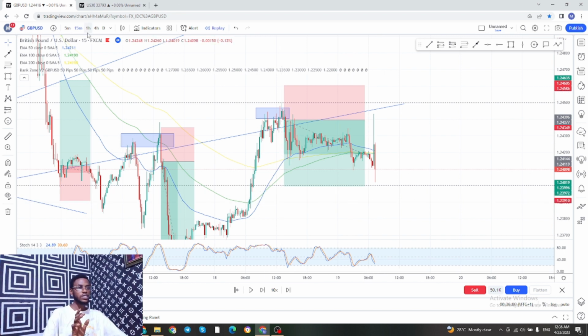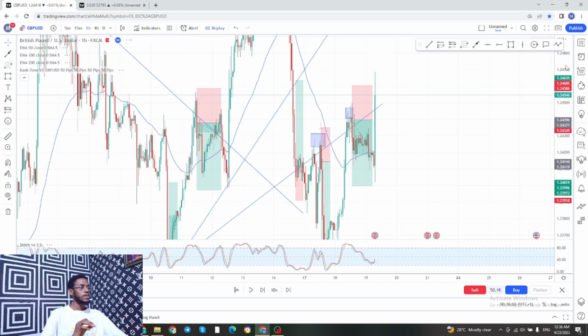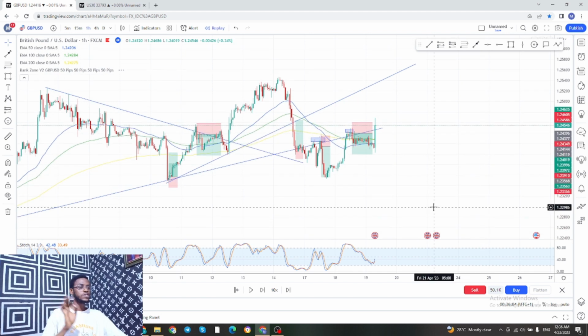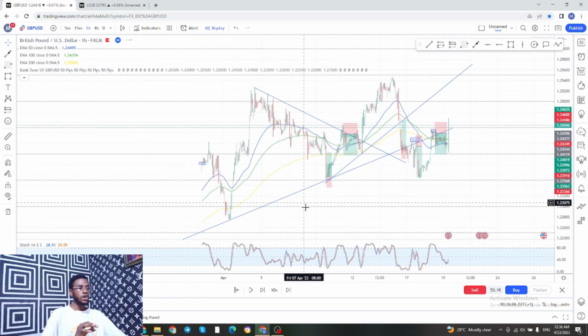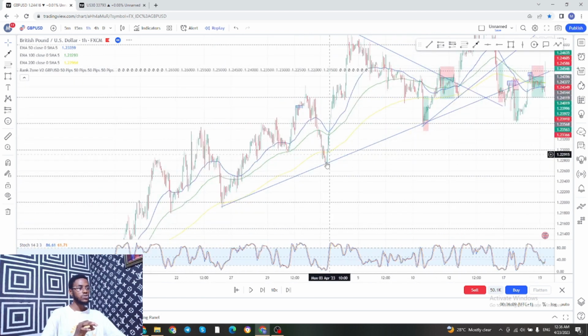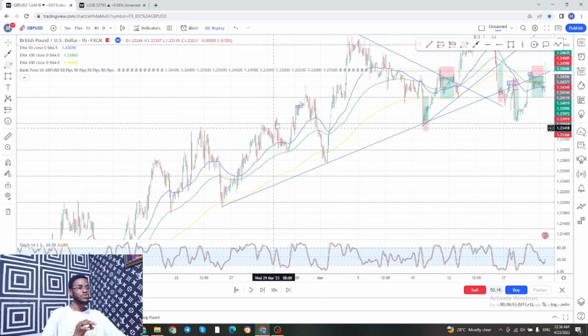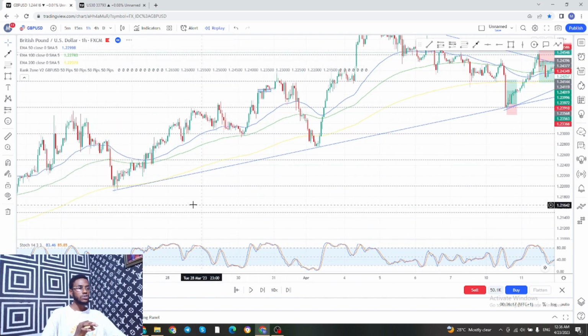Let me not show strategy anymore. Let's just go back and see how many times these bank zones actually work. See this touch right here, guys. Beautiful. Bank zone, bank zone. Price will always react. Like I said, price will always have a reaction on these bank zones.